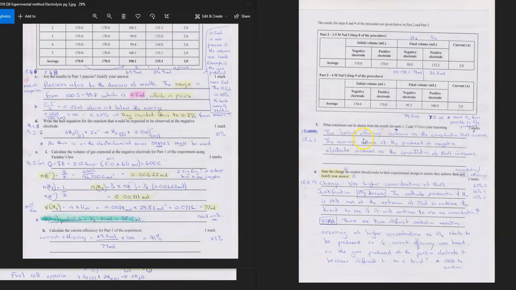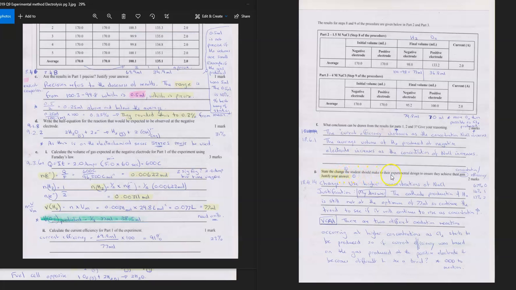Or the measured production of gas increases. So it's always good to refer to the results. You get 1 mark for showing that there is a trend: as the concentration goes up, the current efficiency goes up.